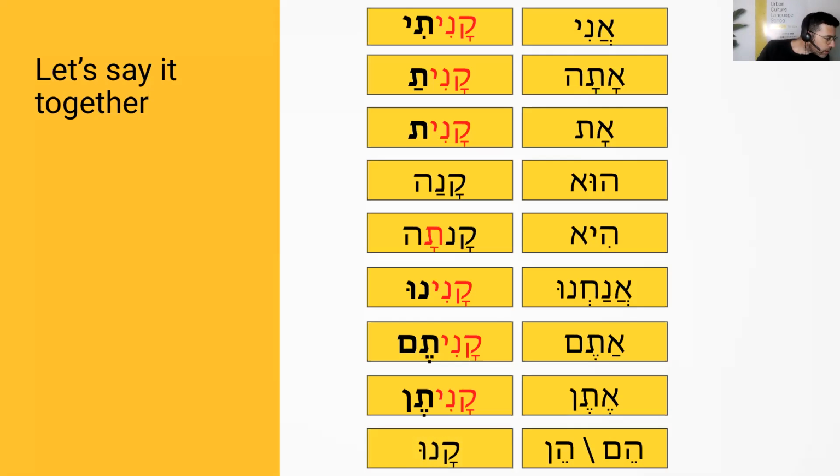I made this mistake and they corrected me. Who is they? Who are they? So, ani kaniti ve'ata kanita ve'at kanit. Vehu kana vehi kanta ve'anachnu kaninu ve'atem kanitem ve'aten kaniten vehem או הן קנו.